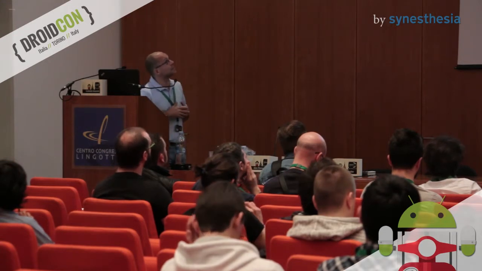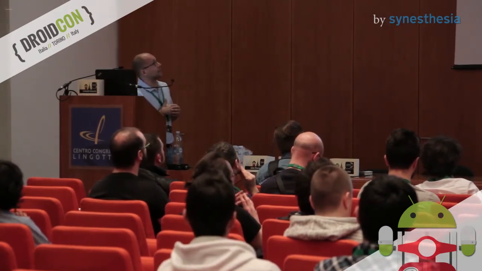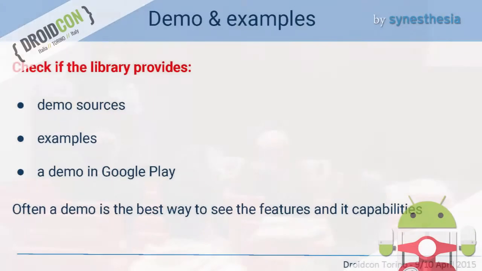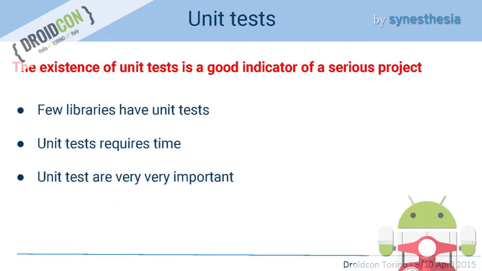Another kind of support can be the demo. A lot of libraries have a demo. Maybe it's a good way if the demo is published on Google Play. It is the best way to see and to check the features that the libraries can support. It is an important point.